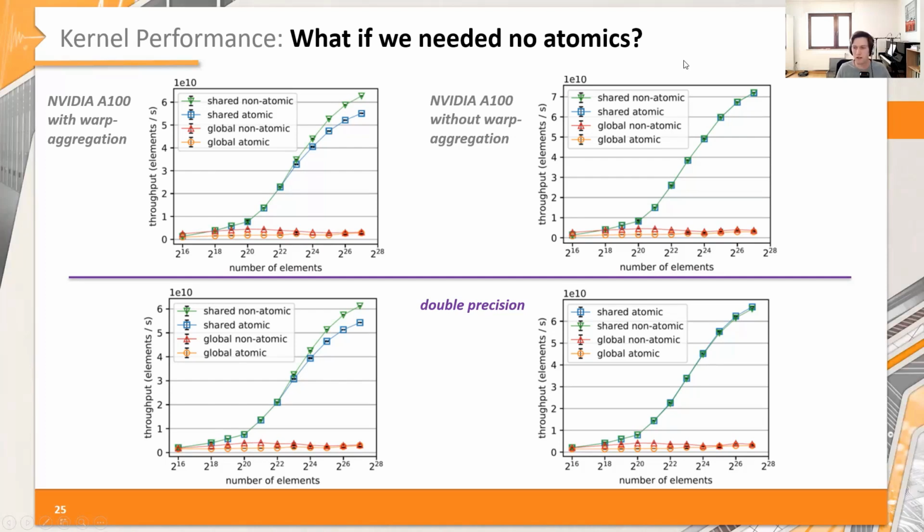Okay, so those were the performance results for the full exact selection and different settings for the input. Are there any questions so far?